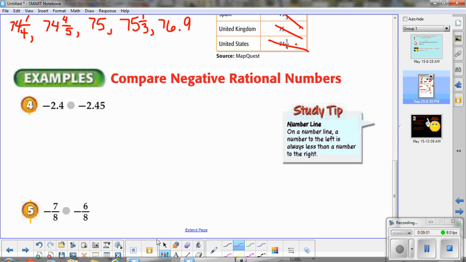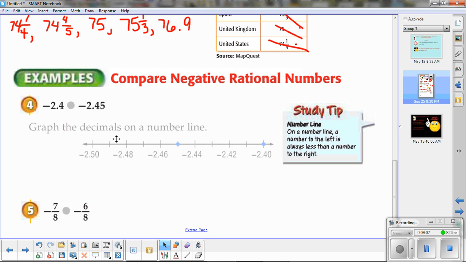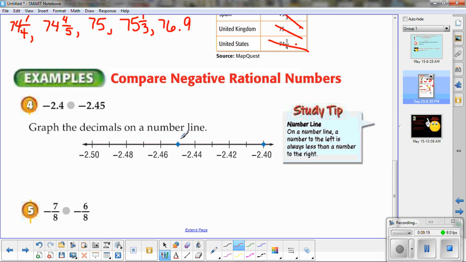For example, -2 4/10 and -2 45/100. If you were to put them on a number line, here's -2 4/10, and here's -2 4/5. -2 4/5 is the one furthest to the left on the number line, so that one's going to be the smallest. When you write your inequality sign, it's always pointing at the smallest one and eating the bigger number.